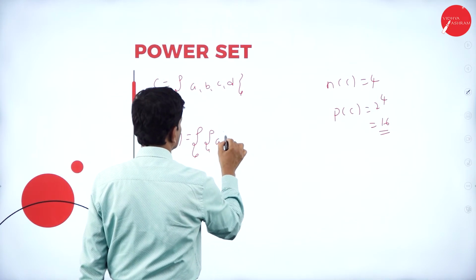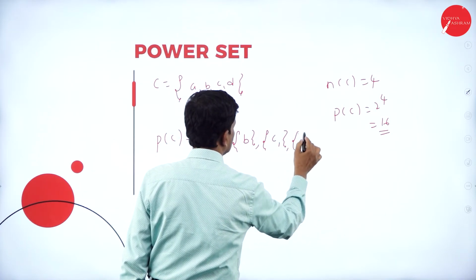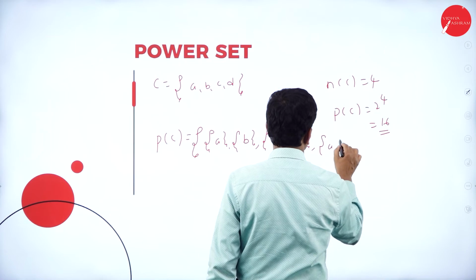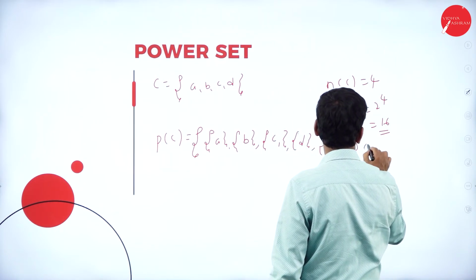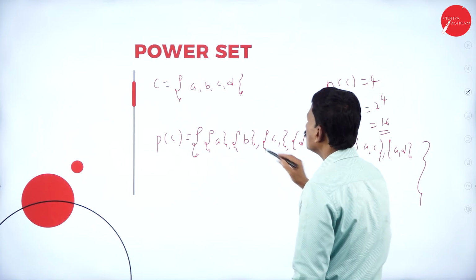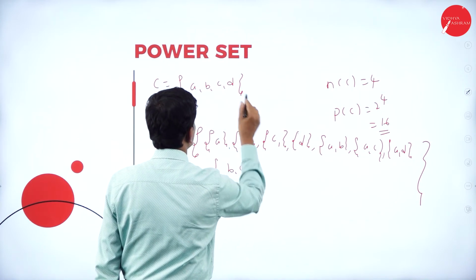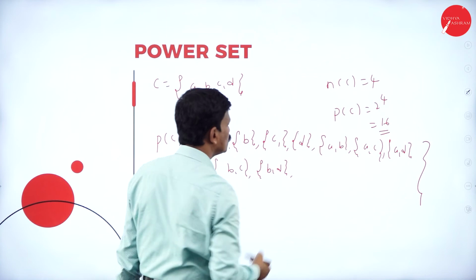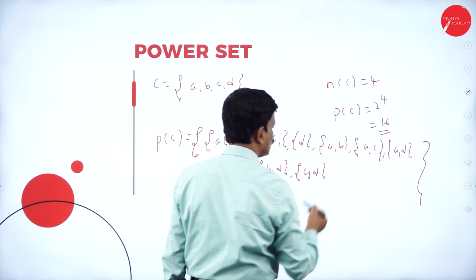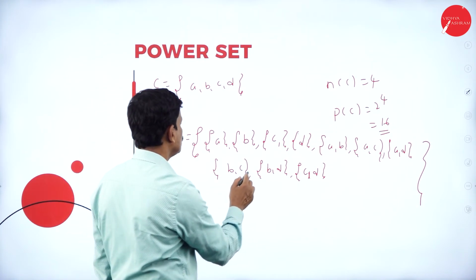First one, A, then B, then C, then D. Now take two elements: A comma B, then A comma C, then A comma D. Then again take B: B comma C, then B comma D. Then take C: C comma D. Check if anything is repeated: A comma B, A comma C, A comma D, B comma C, B comma D, C comma D.